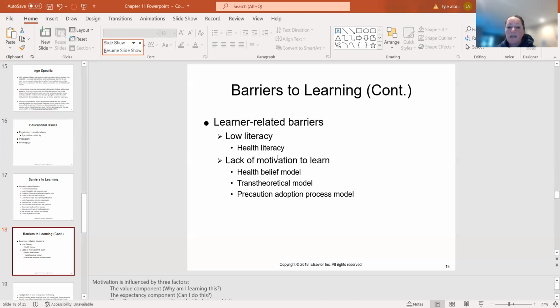Low literacy is going to have more difficulty with your health literacy because it's a little more advanced reading. Could be also that they have a lack of motivation to learn. Maybe they don't really care. Why am I doing this? Can I do this? Should I do this? That kind of thing.